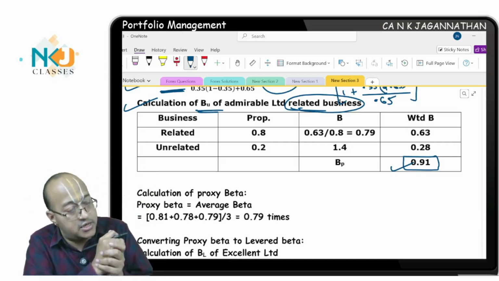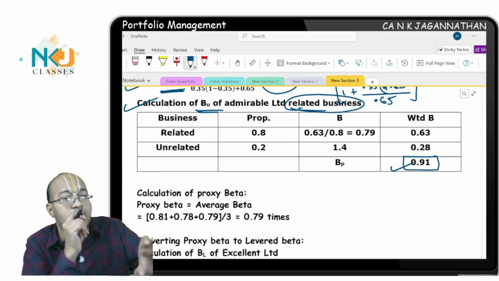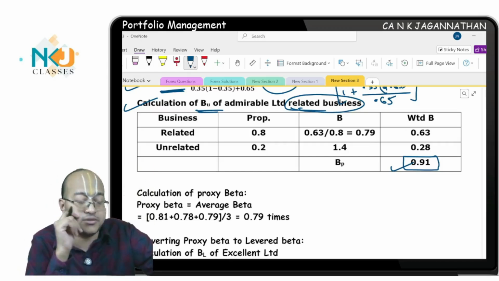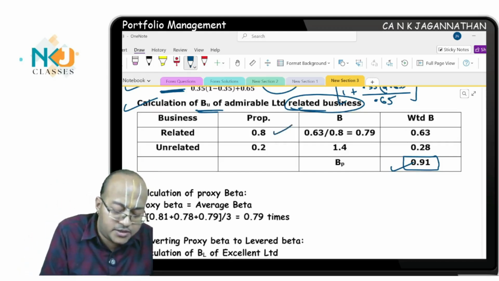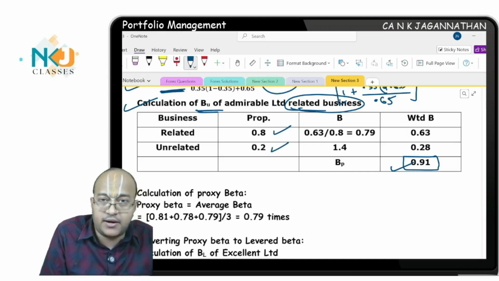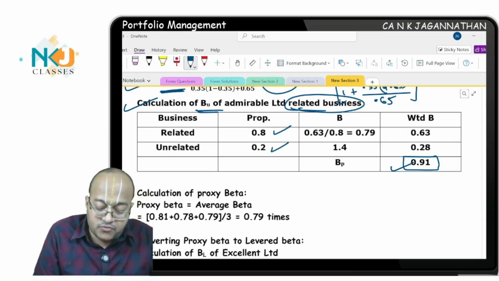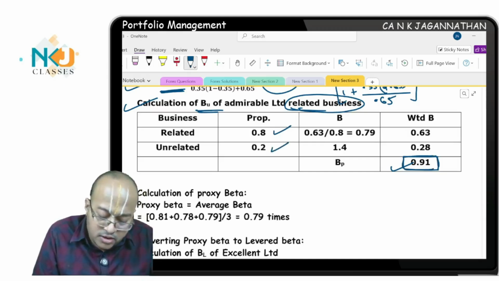Are you all understanding? Now I need unlevered beta only with respect to the related business. How should I do it? Very simple. Related is a proportion of 80%, 0.8, and unrelated is 0.2. Now, what happened? The total is 0.91, correct?